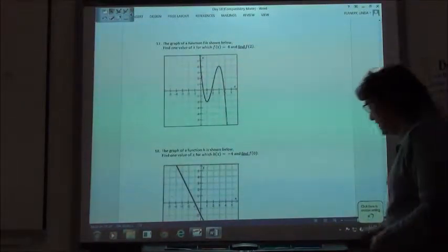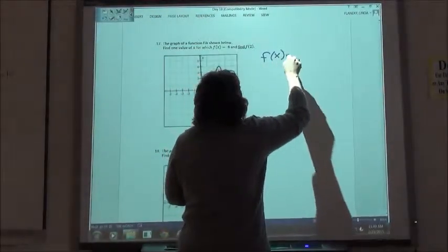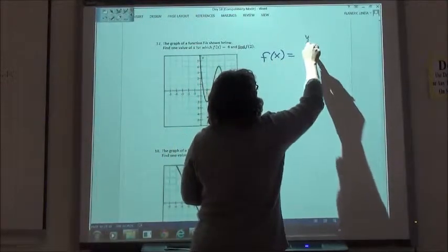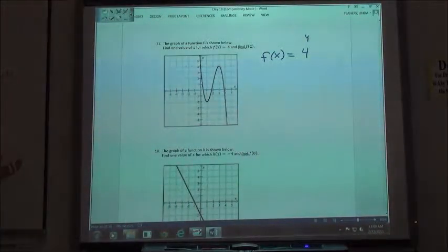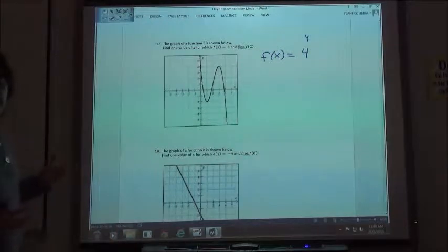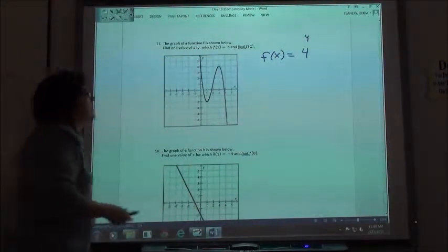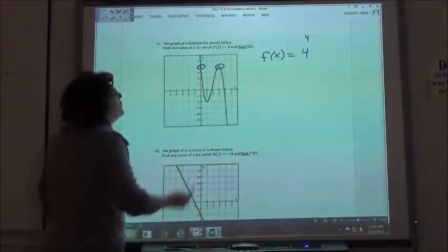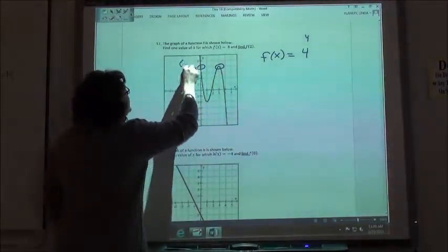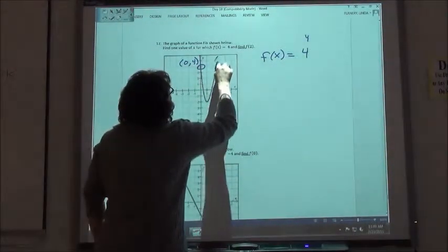So number 17 starts off with finding f of x equals 4. That means the y value is 4. I want to find the point on my graph that has a y value of 4. Now if you look at the graph, you actually have two different points. Here the y value is 4 and here the y value is 4. This point is at 0, 4. This point is at 3, 4.